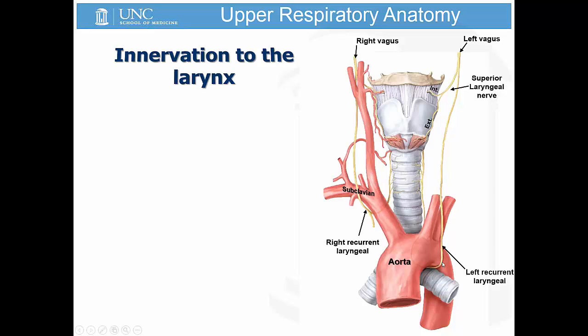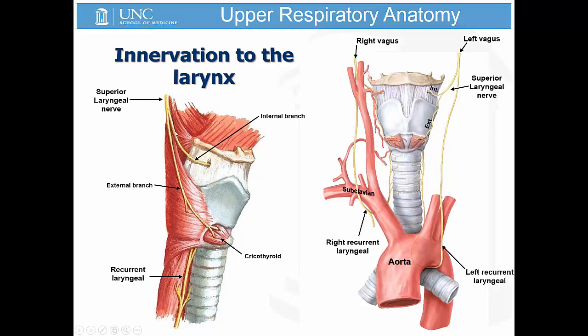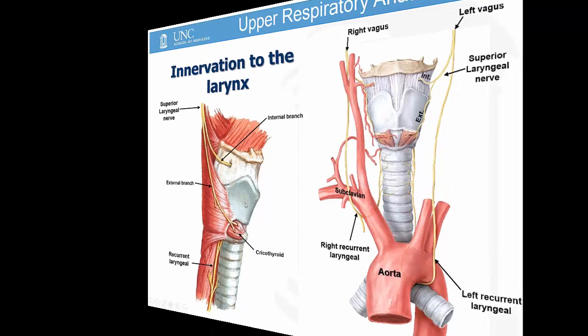The recurrent branches on the left side recur underneath the arch of the aorta, and on the right side typically recur underneath the subclavian artery, and ultimately innervate the majority of the intrinsic muscles of the larynx and the mucous membranes below the vocal cords. The superior laryngeal nerve, with its internal branch and external branch to the cricothyroid, and the recurrent laryngeal nerves that innervate the majority of the intrinsic muscles of the larynx and the mucosa below the vocal cords.